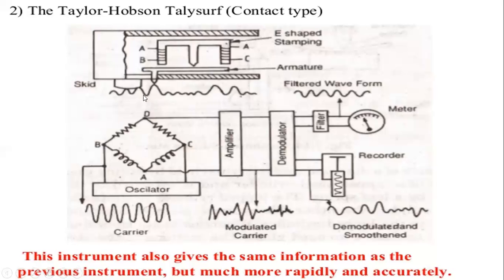Whenever the stylus causes the irregularities, they are sent to the oscillator through the Wheatstone bridge. So it gets the carriers like this. These microgeometrical forms of errors are in the form of carriers. These carriers are like these, the longest forms of the peaks and valleys.